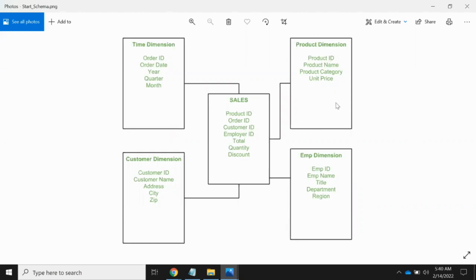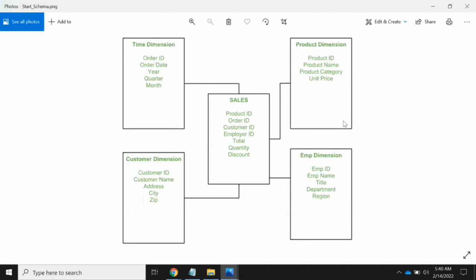Now see this, this is a product dimension. What you have in this table: product ID, product name, product category, and unit price. Coming to the employee dimension, sales employees: employee ID, employee name, their title, department, and region. These are the information related to the employee dimension. All of these are dimension tables.